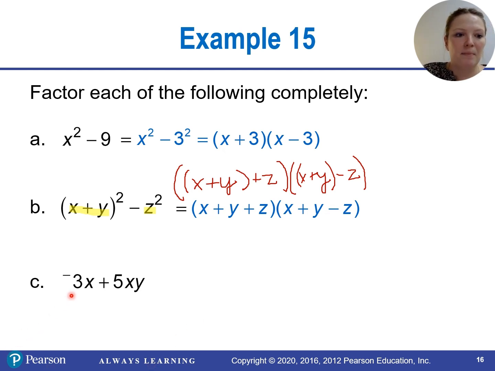And then lastly, if we have negative 3x plus 5xy, we would look for the common factors. So the factor that these two products have in common is x. So we could factor out an x from each of those multiplications and see that this is the same thing as x times negative 3 plus 5y.